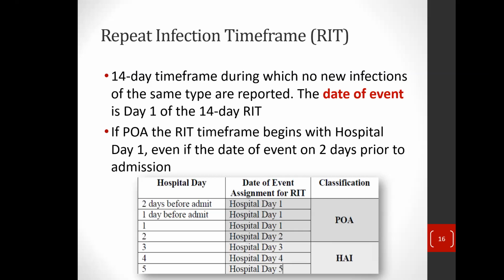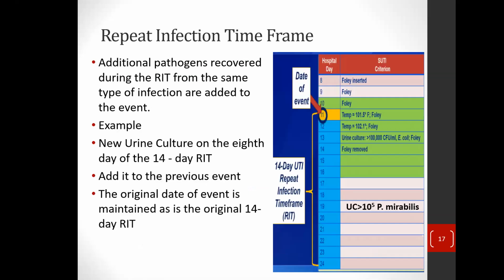If present on admission, that repeat infection time frame begins with the first day that they're admitted to the hospital, even if there's a documentation of a fever 2 days before in a doctor's office or something like that. That's still day 1, their admit date. So let's look at repeat infection time frame just a little bit closer. Why that's important is that for 14 days from the date of event, there is not another infection of the same type that can be called.